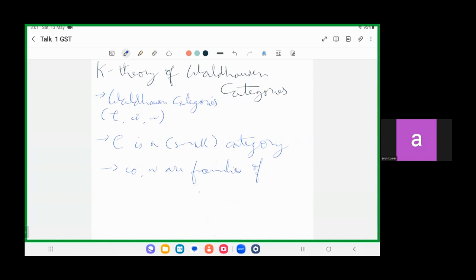So Waldhausen categories, as we've given our definition here, is given by a triple where you have a category C, where we'll assume the category is small so that we can do constructions and still remain in the realm of sets. So C is a small category, and CO and W are families of morphisms in C.